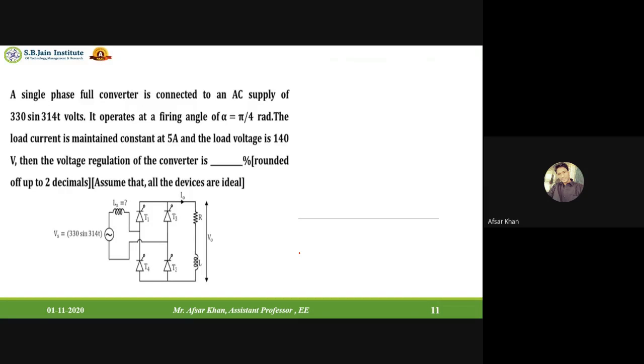So I will write the formula here. First we'll write whatever is given. Alpha is given, pi by 4 radian, which in degrees is 45 degree. Also the load current is maintained constant. Load current I naught is given, that is 5 ampere.